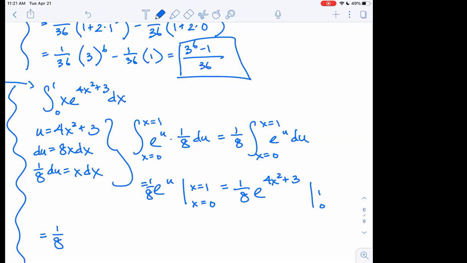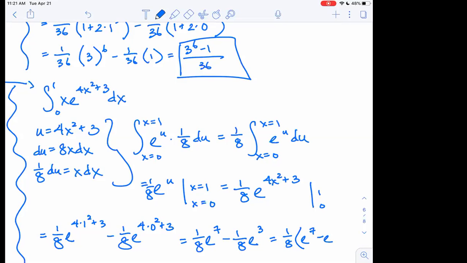So 1/8 e to the 4 times 1 squared plus 3 minus 1/8 e to the 4 times 0 squared plus 3. And so when I simplify that, that's going to give me 1/8 e to the 7th. That's good. I saw that before. Minus 1/8 e to the 3. And again, I can go ahead and factor out that 1/8. And then I'll be able to completely match my answer from the other side. All right.